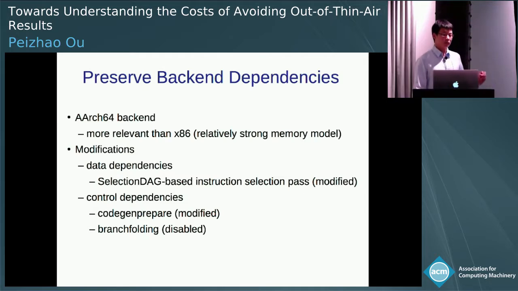And in AArch64, to preserve data dependencies, we modified the SelectionDAG-based instruction selection pass. To preserve control dependencies, we modified the CodeGenPrepare pass and completely disabled the branch folding pass, mostly to avoid merging control flows in the back end.